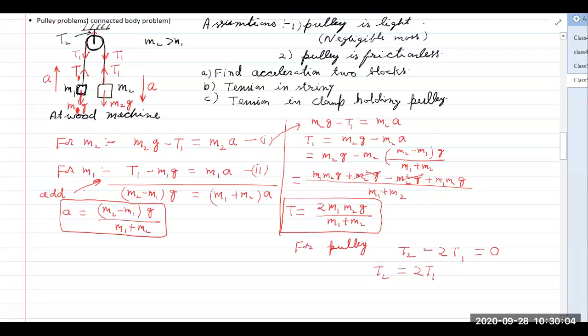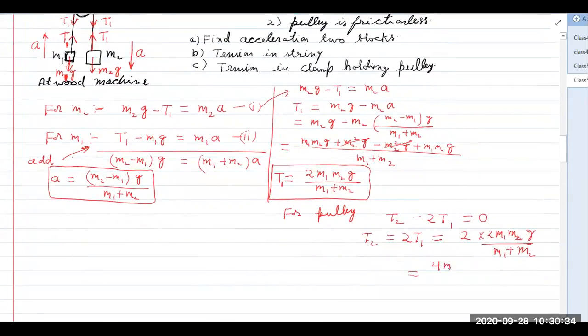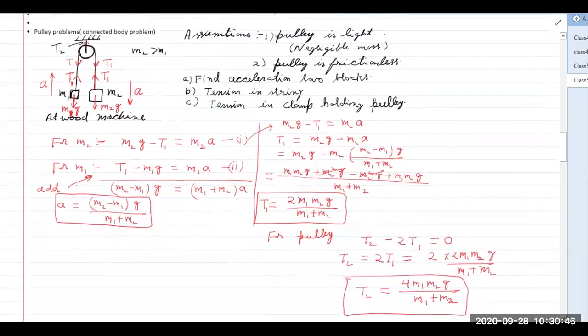Mg we have not included, and acceleration we have not included, because the acceleration of the pulley is 0, the pulley is stationary, and the mass is also negligible, the pulley is considered light. So mg is not included. So 2 times T1, which is 2 M1 M2 G by (M1 plus M2). So how much are we going to get? We will have 4 M1 M2 G divided by (M1 plus M2). So this is the tension in the pulley clamp. Okay, so in this way we can find the tensions and the acceleration of the blocks.